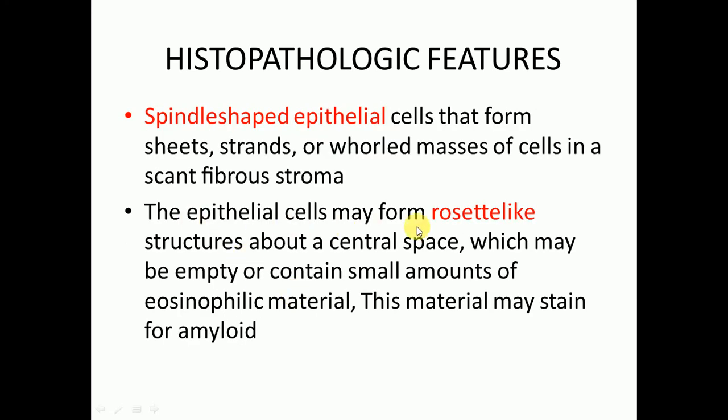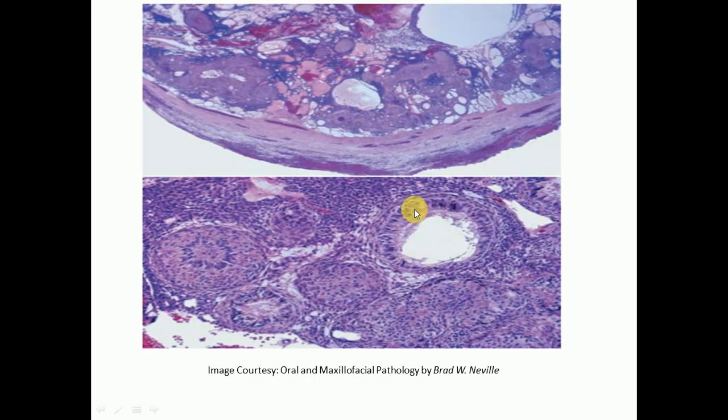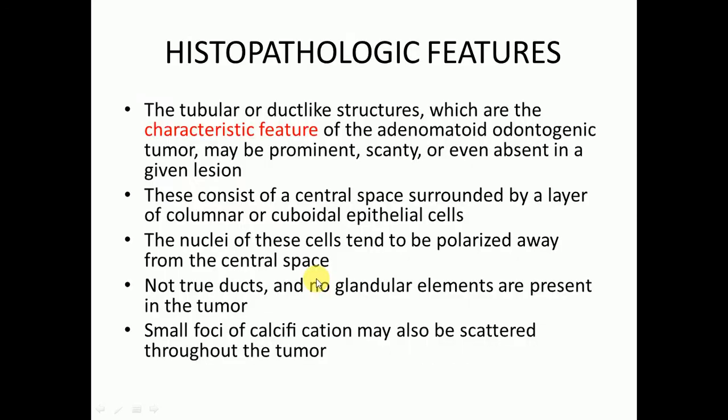So the epithelial cells may form rosette-like structures around the central space. Here you can see the rosette-like structure around the central space. These are the duct-like structures here. You can see these are columnar or cuboidal cells, and the nucleus will be away from the central cystic portion. So this is the rosette-like structure that is characteristic of adenomatoid odontogenic tumors.